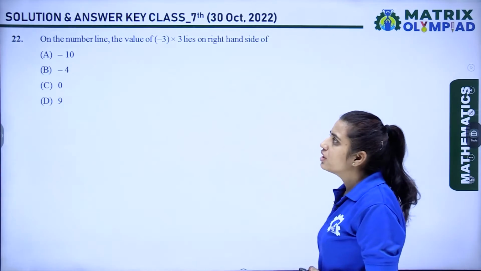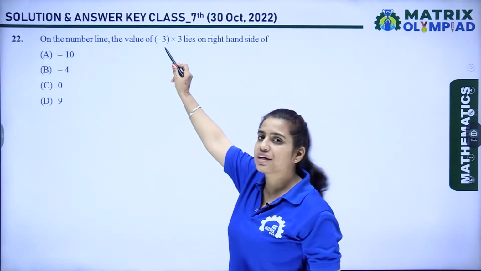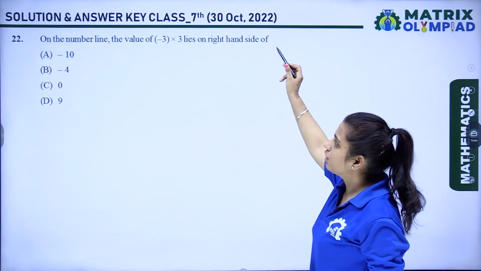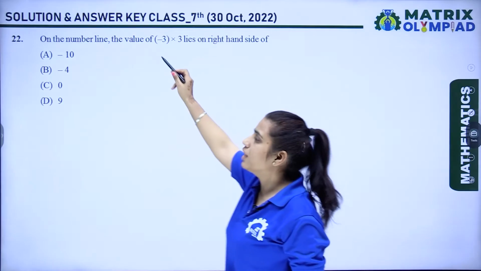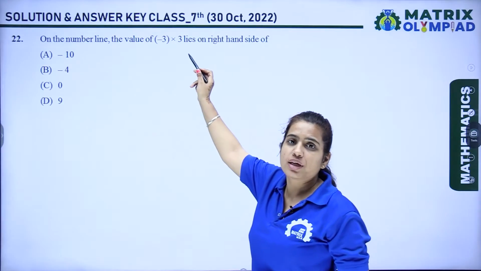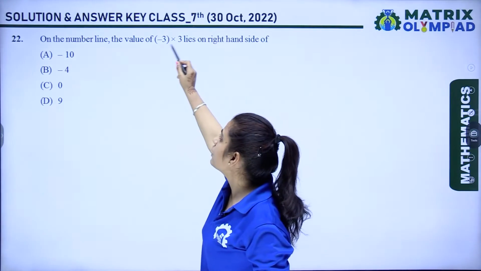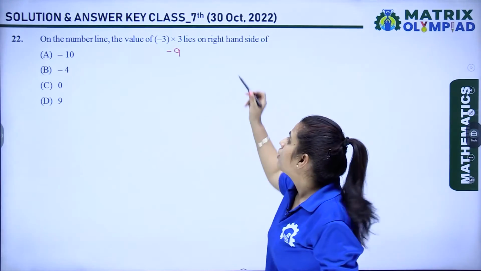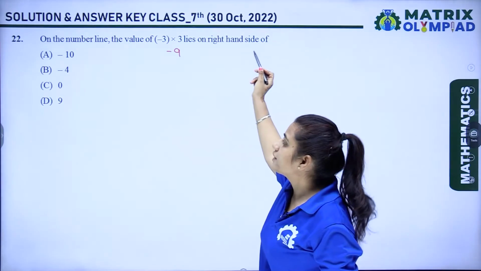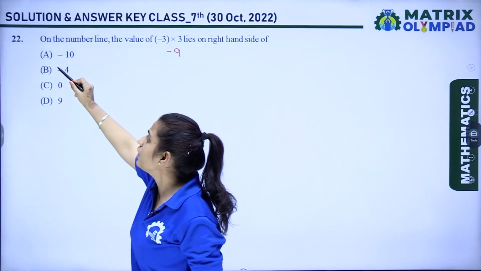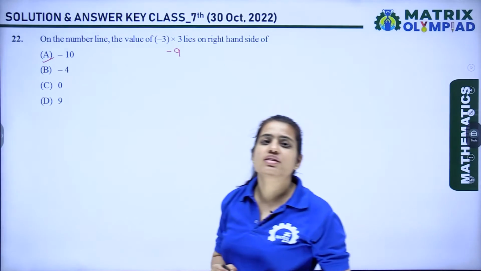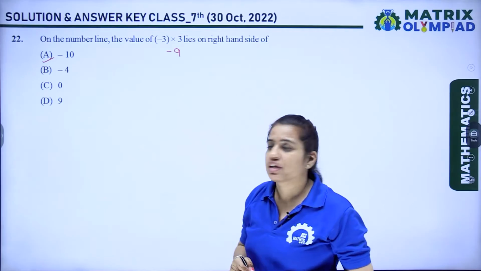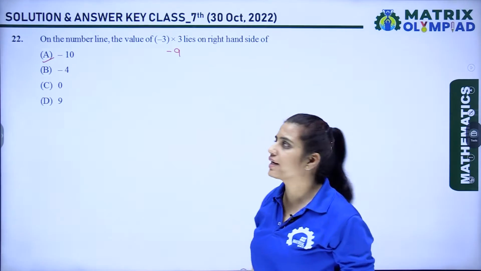Now the next question is, on the number line the value of -3 times 3 lies on the right hand side of. Here we have to find the value of -3 multiplied by 3. It means the product of -3 and 3 is -9. Now -9 lies on the right side of, it's very obvious, option A, that is -10. It will lie on the right side of -10. So option A is the correct answer.